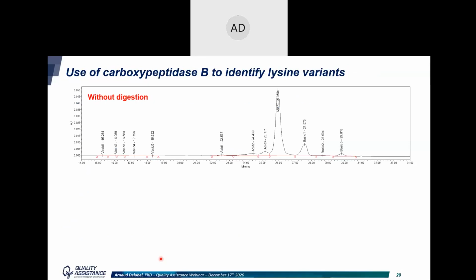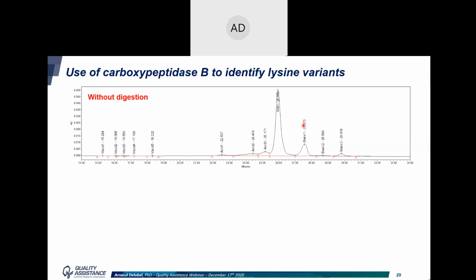So the first way to identify variants is to use carboxypeptidase B. It will be used only to identify lysine variants, but it's anyway something that can be done quite quickly. Carboxypeptidase B is an enzyme that cleaves the C-terminal lysines on your heavy chains.